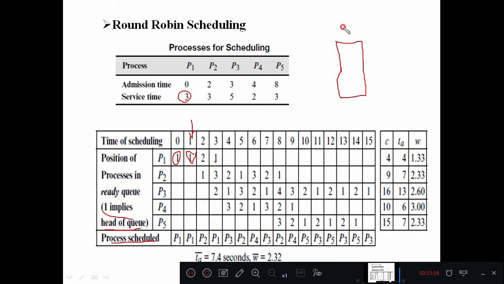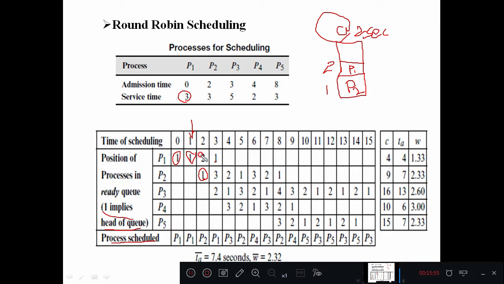So at 2 seconds, the process P2 is entering, right? And that first fresh process will be kept before the preempted process. So P2 will be there at the head of the queue, and after that the operating system will keep process P1, right? So that means P2 is scheduled at 2 seconds. So that process is numbered as 1, right? So this one, and P1 is after that, so it is numbered as 2, right?